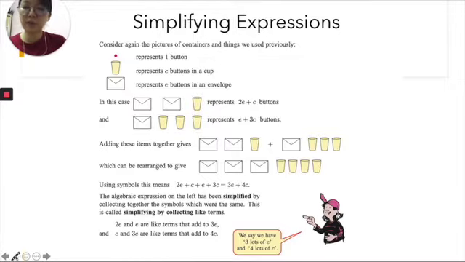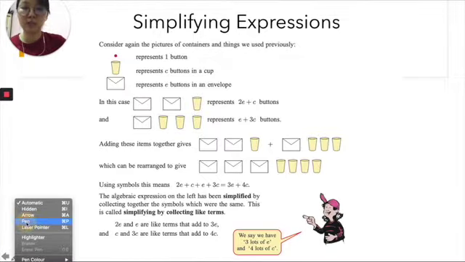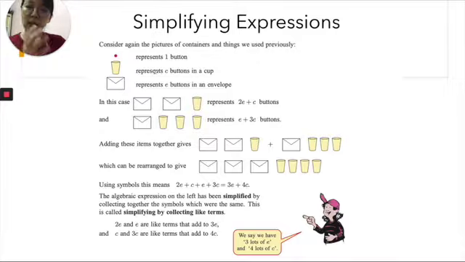Simplifying expressions. Simplify means 约减. 约减 expressions. I have a cup here. Inside this cup, I have a total number of buttons of C. How many of them? I do not know. So I represent the total number of buttons as letter C. In this envelope, I also have a lot of buttons there. How many in total? I do not know. So I use E to represent the total number of buttons in this envelope.